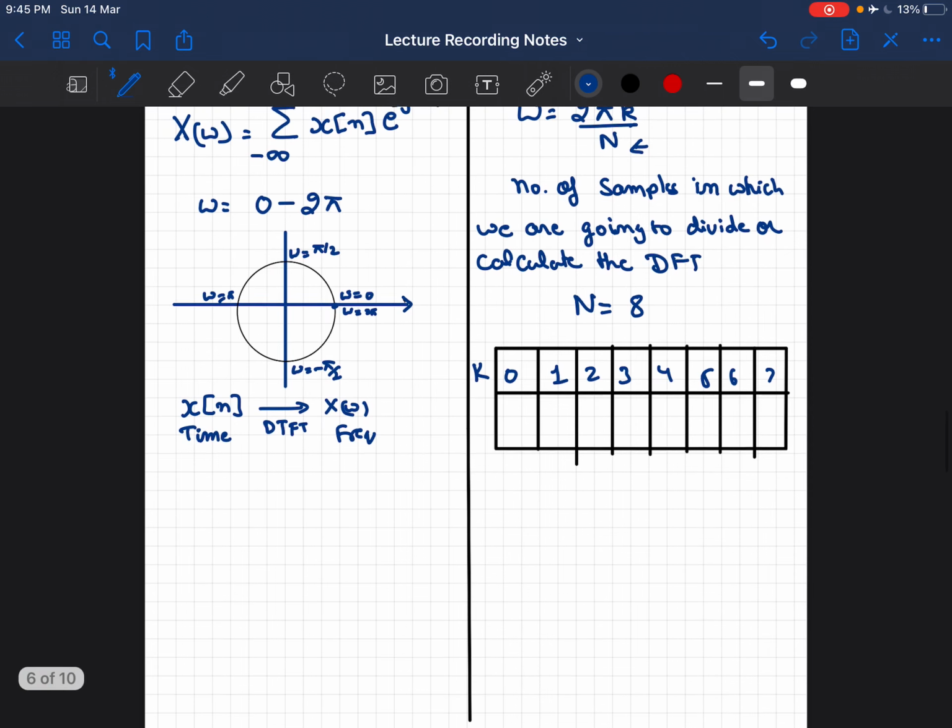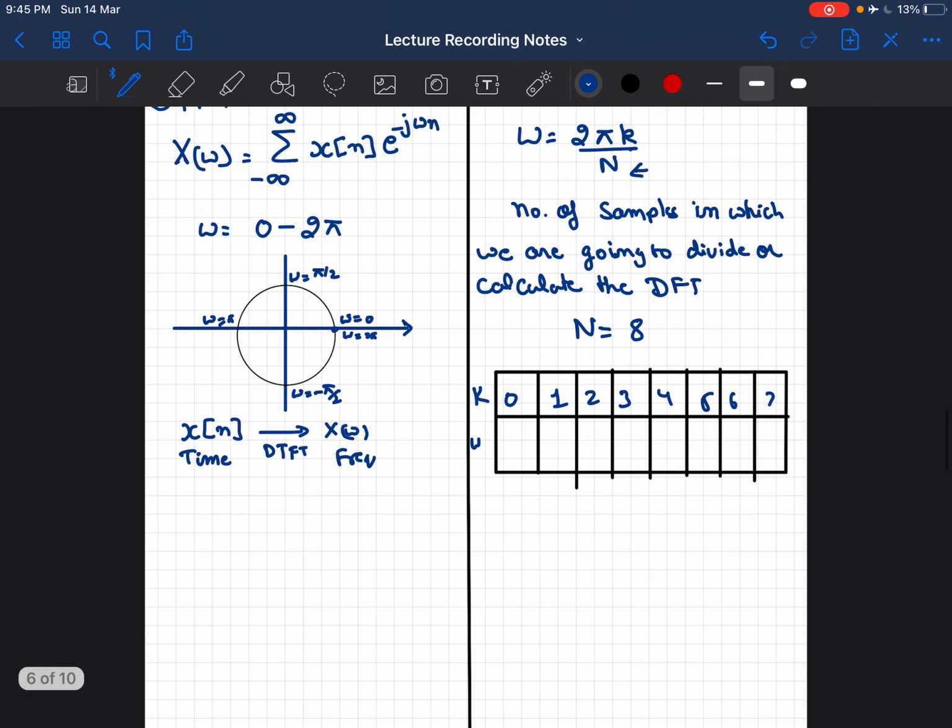So what will be the value of my omega? For k equals 0, my omega will be 0. For k equals 1, my omega will be pi by 4, that is 2 pi by 8. For k equals 2, my omega will be pi by 2. For k equals 3, it will be 3 pi by 4. For k equals 4, it's going to be pi, and so on.